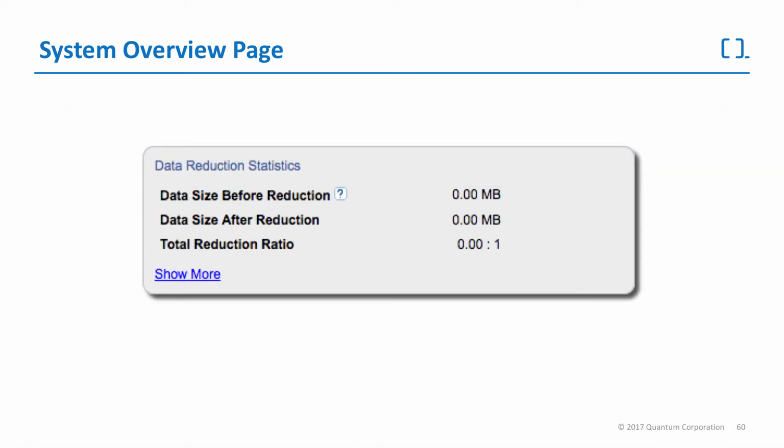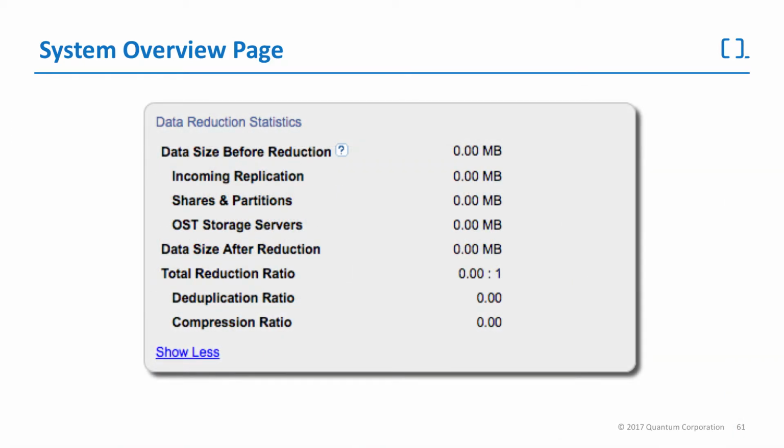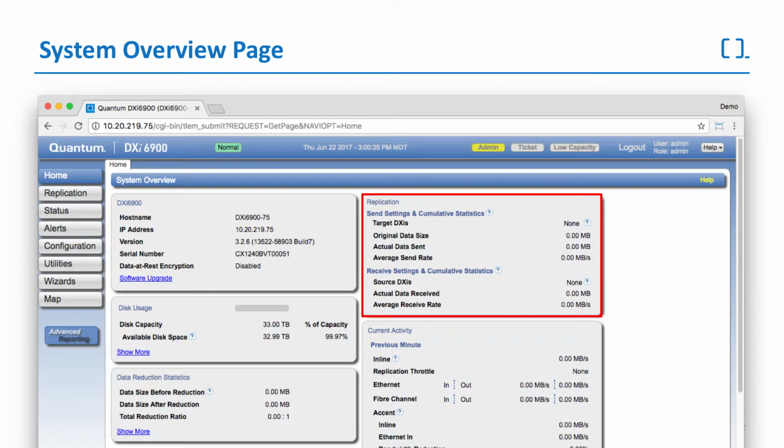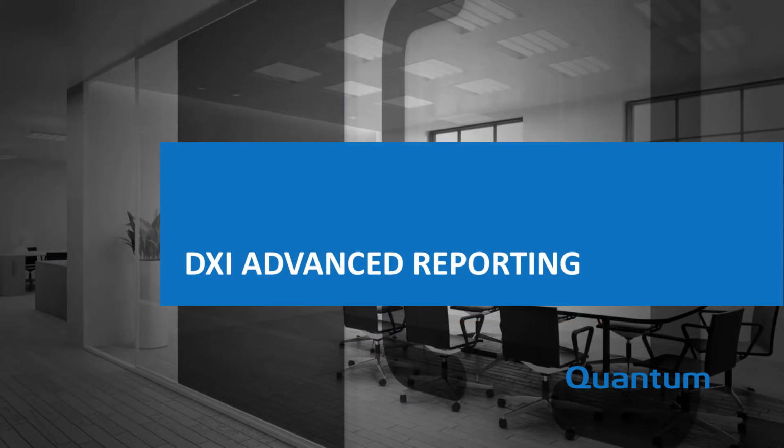Just like before, you can choose to see more information. Should you ever want to dive deeper into a particular item, such as data size before reduction, all of the text shown on the system overview page can be clicked on for even more information. Other sections on the system overview page are the replication send and receive statistics and current activity. Since my system has yet to have any data sent to it, these sections, along with the others, look pretty basic. We passed over it earlier, but let's circle back to DXi Advanced Reporting.